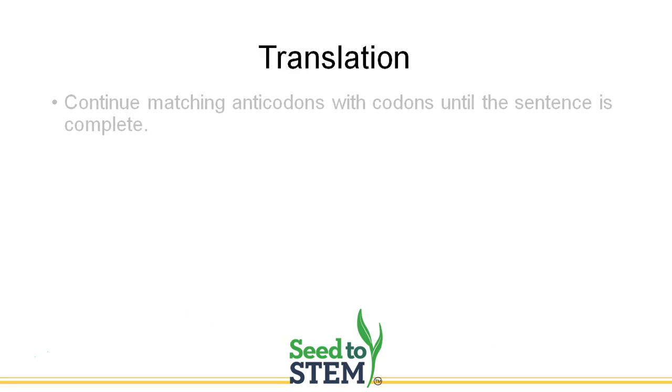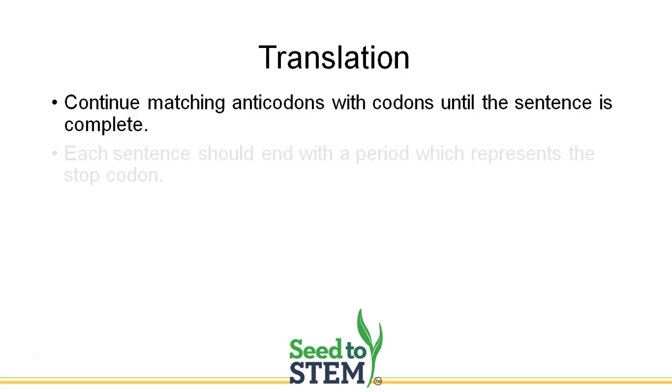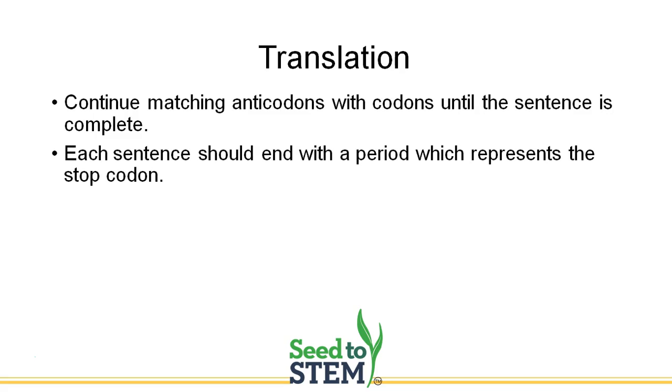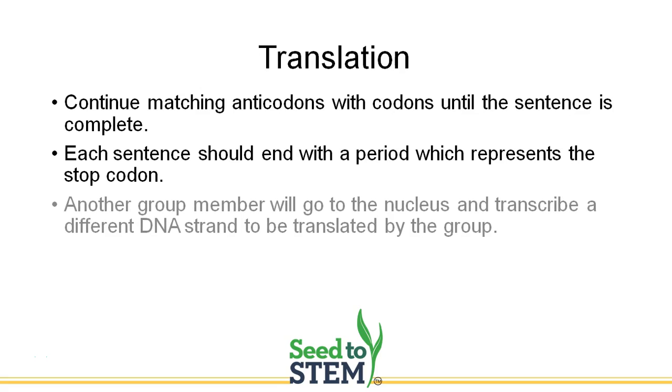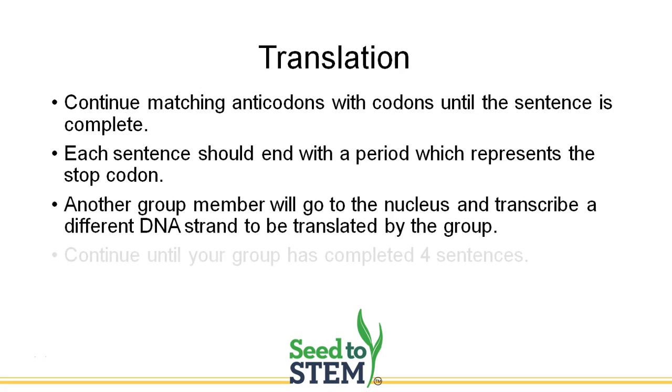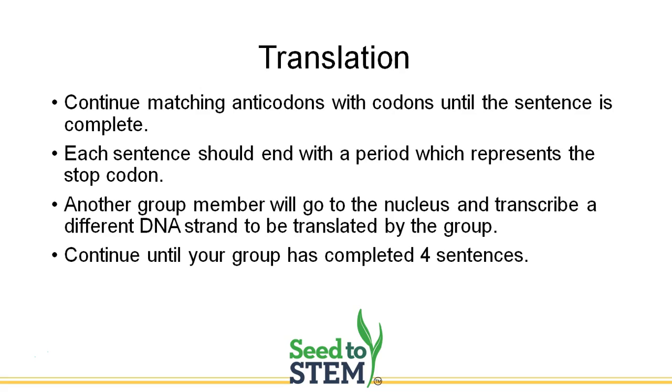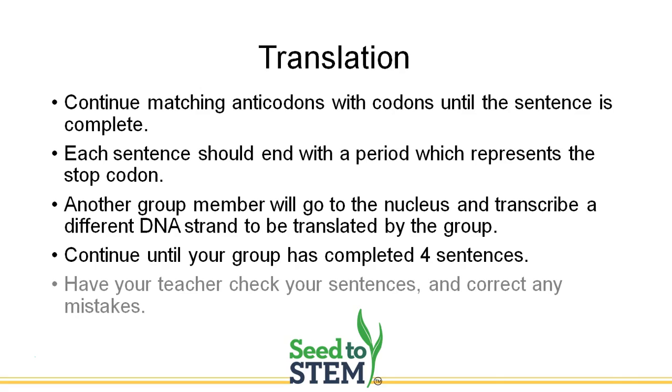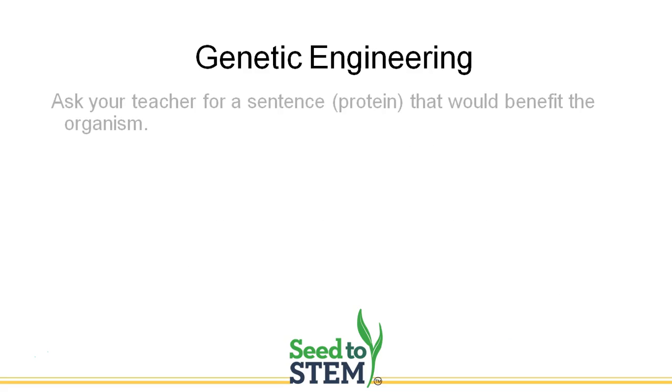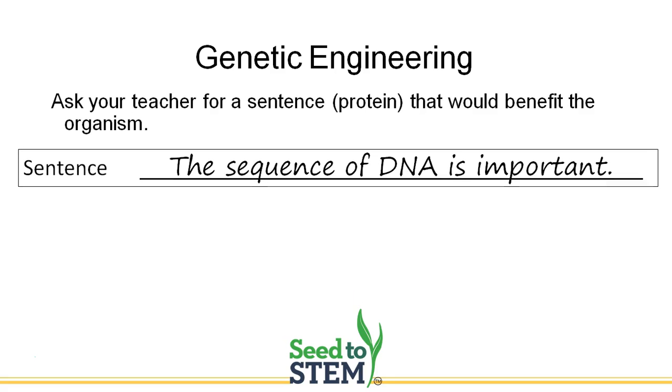Students should continue this process of matching anticodons with codons until they reach a stop codon. At this point, another member of their group will go find a new sentence to transcribe and bring back for the group to translate. Continue this until all 4 group members have transcribed a sentence. At this point, the students can have the teacher check their record sheet for accuracy. If the group has successfully completed their 4 sentences, the teacher can then give them a sentence to reverse engineer into DNA that will be placed in the nucleus.